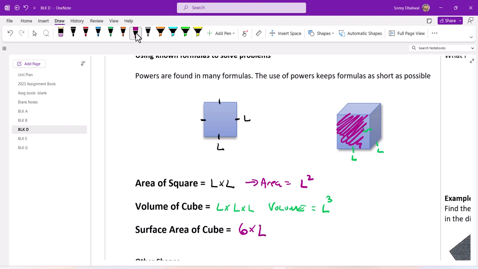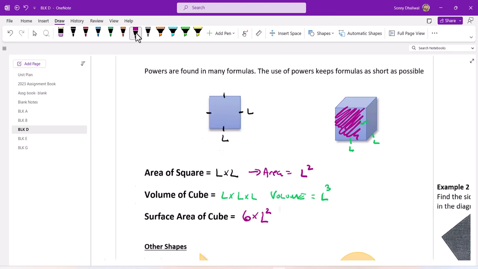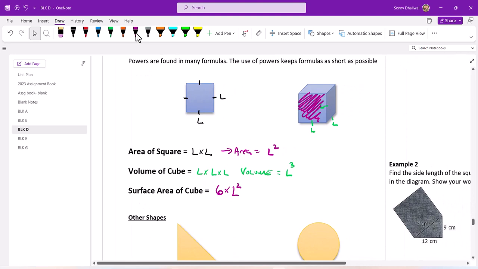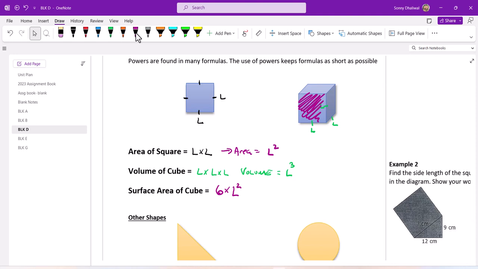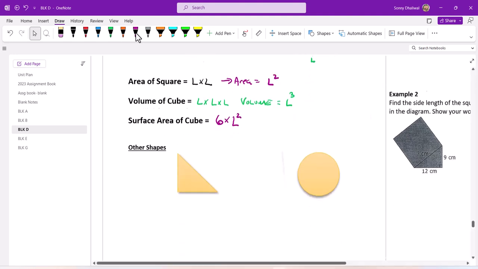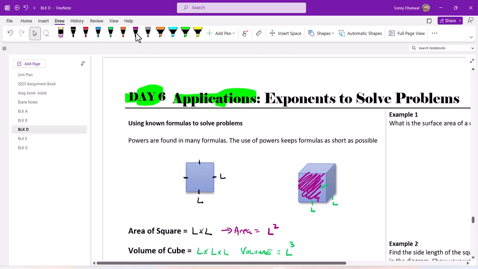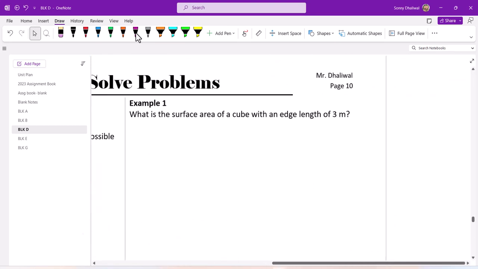So we're going to write it in exponential form, right? Sometimes you'll see S for side squared or something like that. I try to avoid S's. Sometimes my S's start looking like 5s, and that can be a little confusing, so that's why I'm sticking with the L, right?